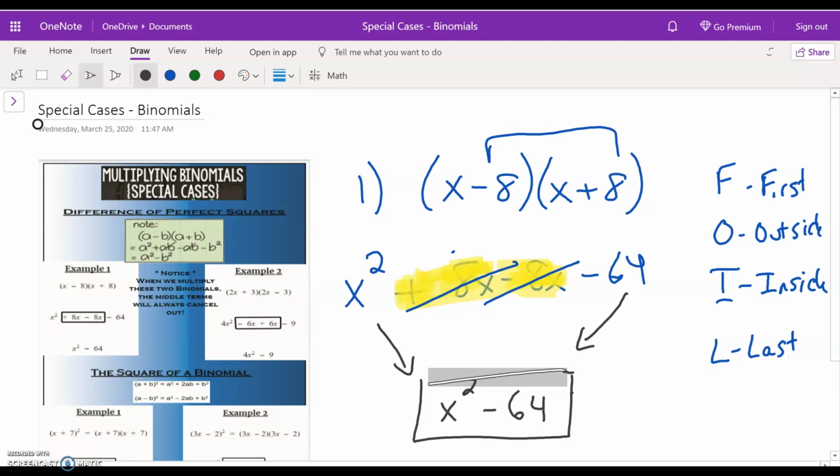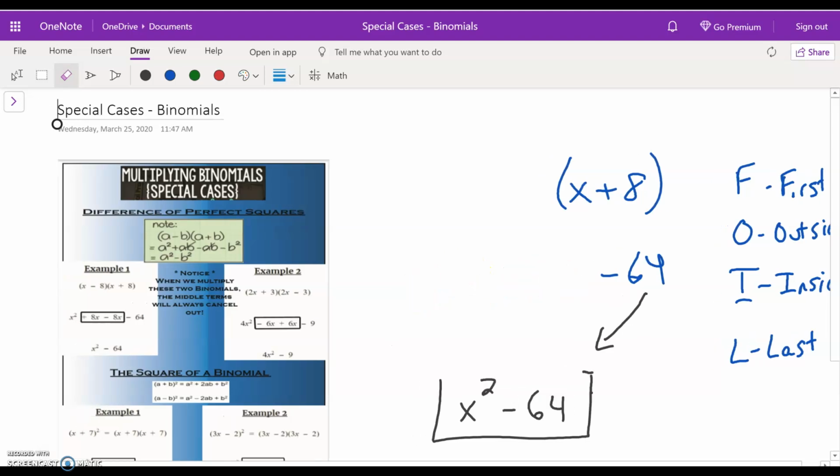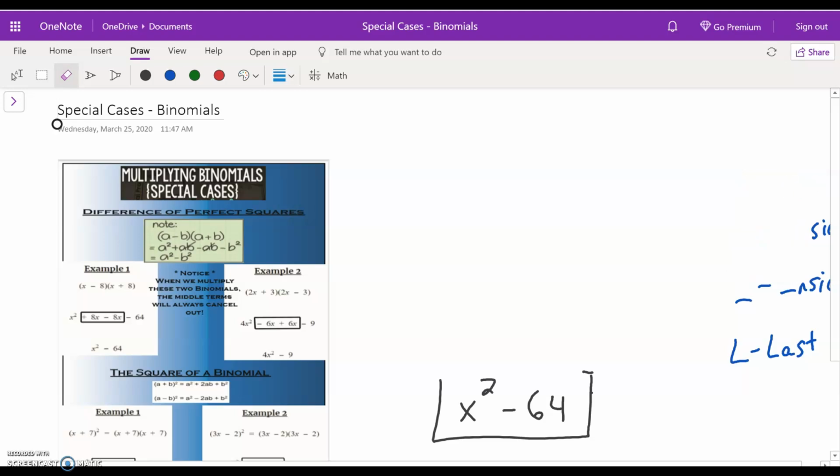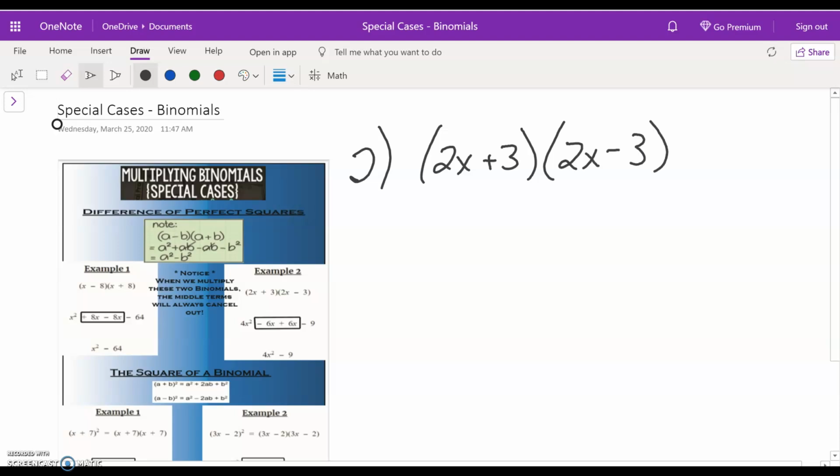If that first example didn't help clarify anything for you, I'm going to go through another example of a difference of perfect squares. Maybe you're a student who doesn't like the FOIL method, which is okay. Whatever method that you feel most comfortable with is the method that I ultimately like you to use. But what I'll do is I'll go through another method. Example 2 here from the notes is 2x plus 3 and 2x minus 3. Okay, and we'll use the area method here.